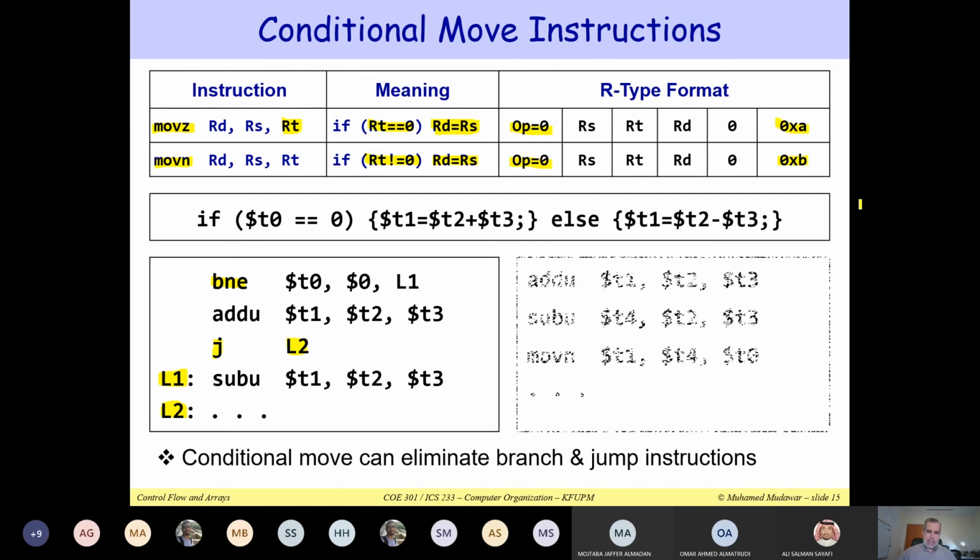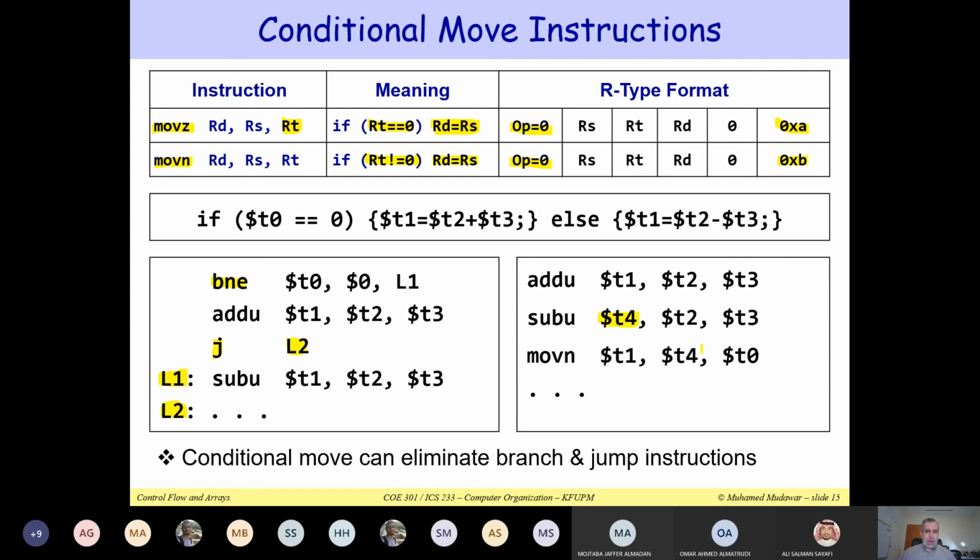So this is translated like this. First add, and place the result in T1, assuming that this condition is true. Then do the subtraction, but don't place the result in T1. Use any other register, for example T4. So we have done the addition, we have done the subtraction. So we have done the if part as well as the else part.